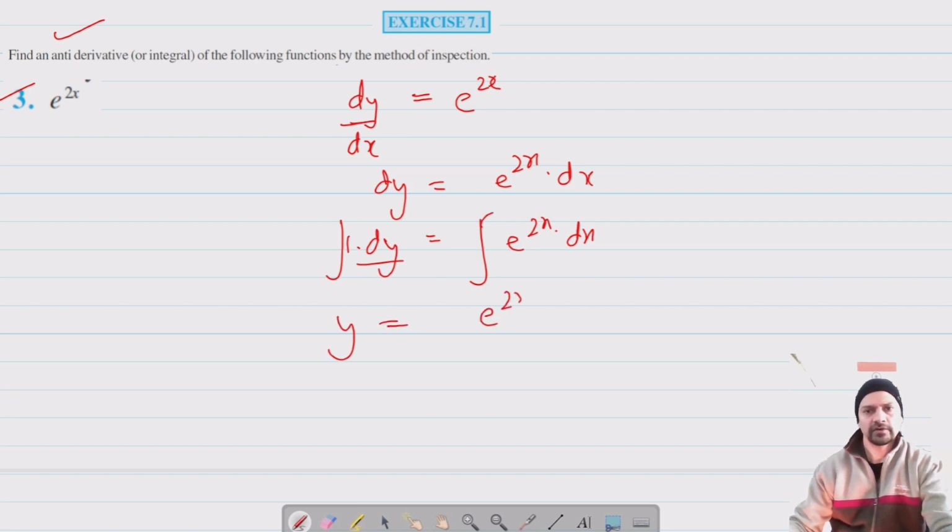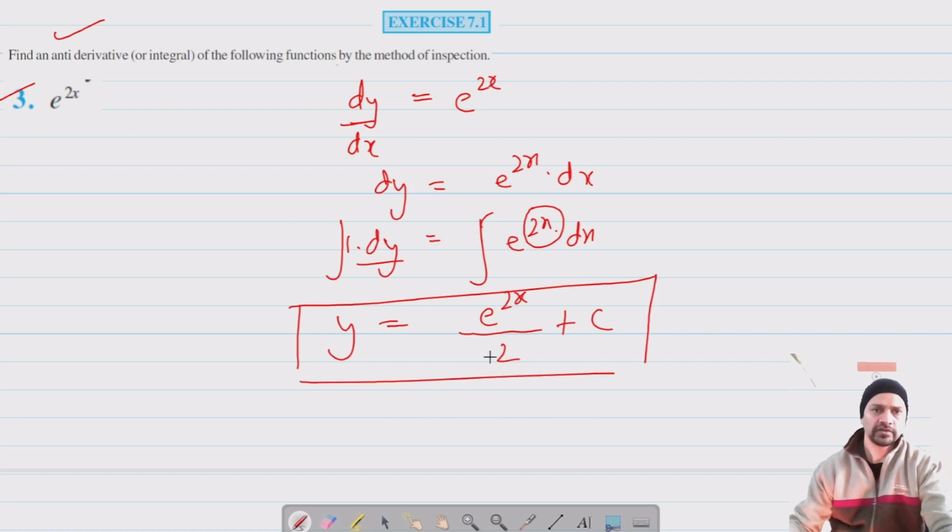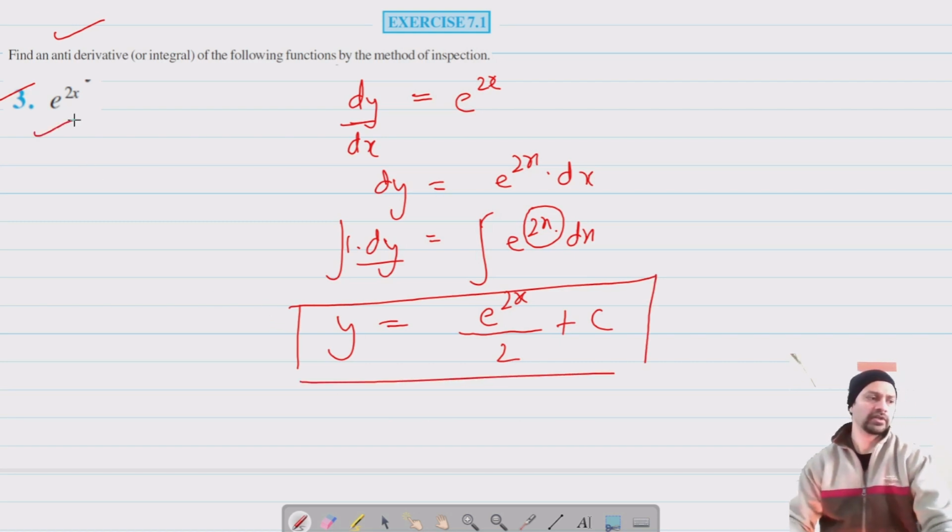The integration of e raised to the power 2x is e raised to the power 2x. And in differentiation, we used to multiply with the differentiation, that is the chain rule. In this case, we will do exactly the opposite. That is, we will divide by the differentiation of 2x, that is 2, and we will put a constant here. So this is the antiderivative of e raised to the power 2x.